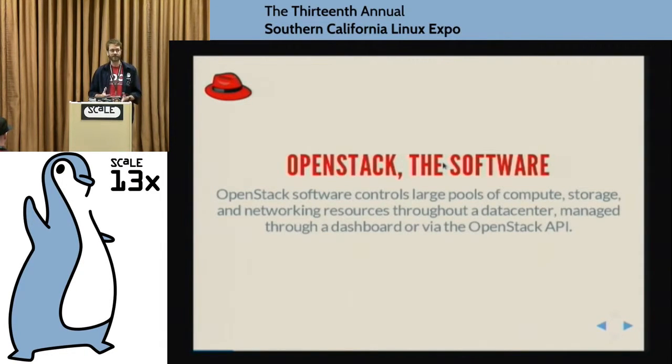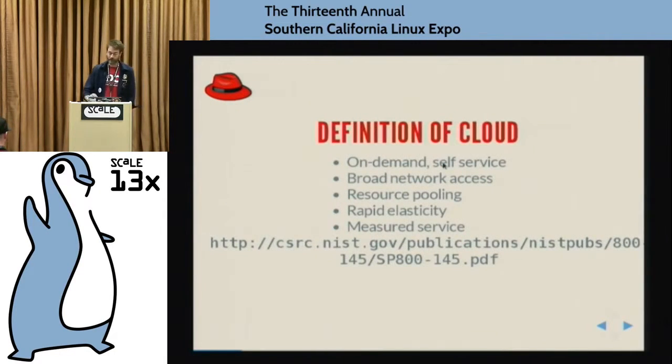The primary communication is over the API. The dashboard itself is just a thin layer on top of the API, because we assume that everyone is going to be using the API primarily. Now, there's a couple definitions that, if you haven't seen these definitions before, it's important to understand what we're talking about when we say cloud.